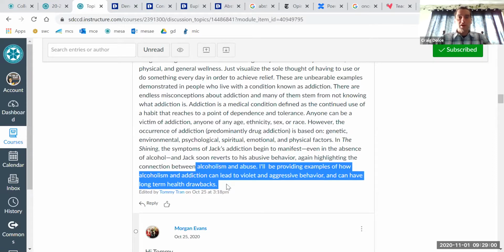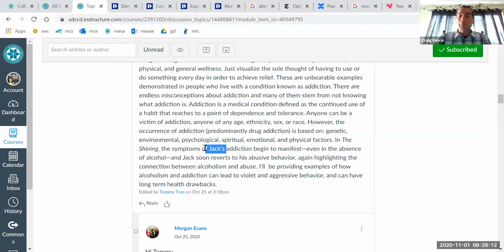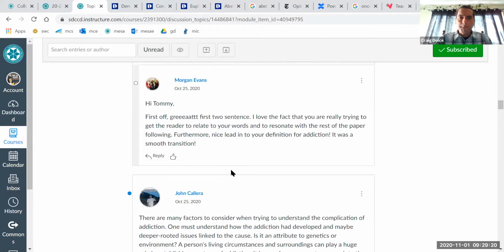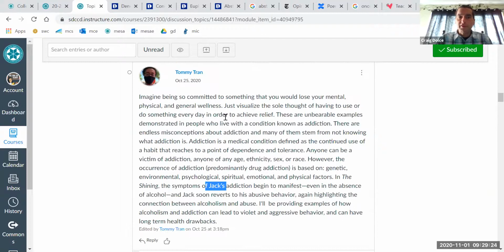Hopefully everybody's feeling confident, right? The occurrence of addiction is based on genetic, environmental, psychological, spiritual, emotional, and physical factors. Yes, and you can look at how all those factors influence Jack's decision-making process and how he could have better used critical thinking strategies and skills to work through his addiction. Yep, nice feedback. And Tommy, she's right. This is really smooth. Well done.